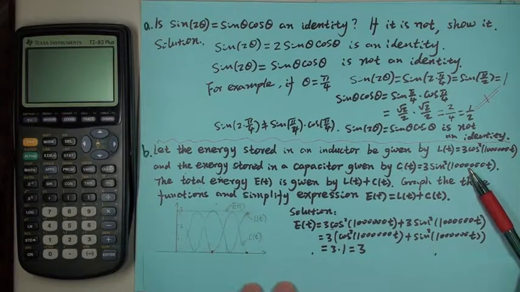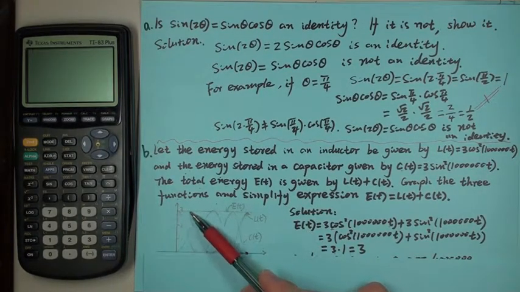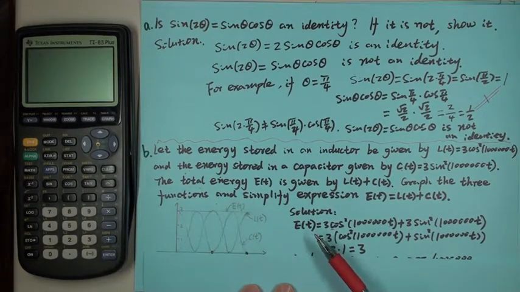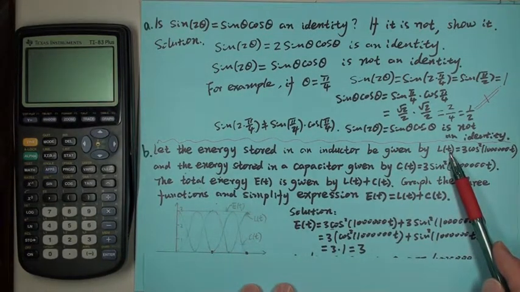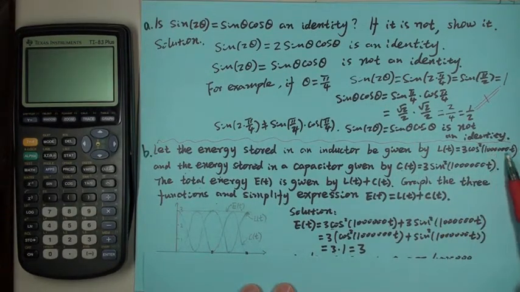Now the graphing for E of t is also easy, because E of t is 3, so it's a horizontal line. Okay, that's the easy part. The thing is that we want to graph L of t and C of t. This 1 million t is a very big number.